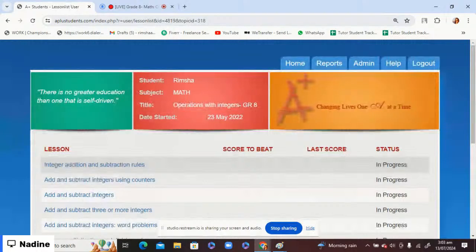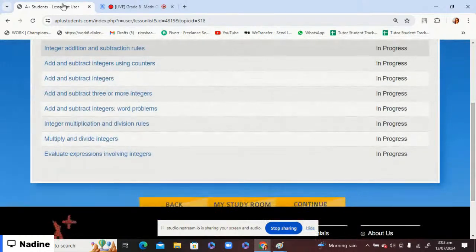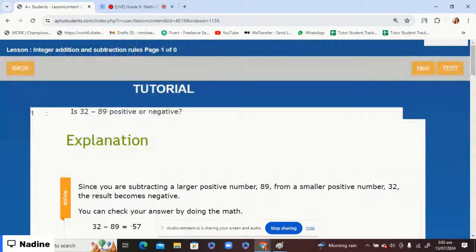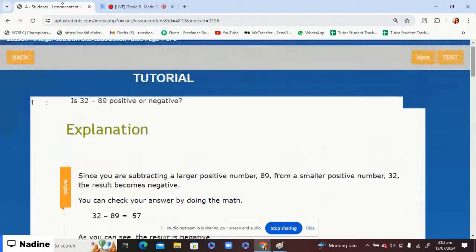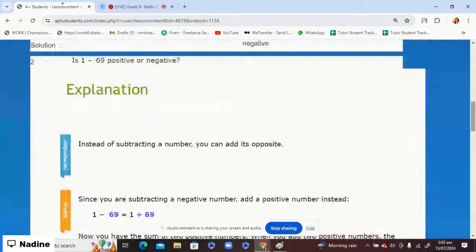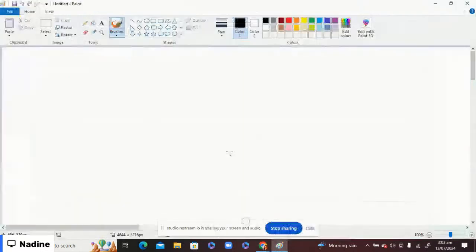The first lesson we start today is integer addition and subtraction rules. Is 32 minus 89 positive or negative? First of all, we are going to subtract, then we see what the sign is, and then we select whether it is negative or positive. So 32 minus 89. Remember one thing: if there is a subtraction between the two numbers, it means that you subtract.